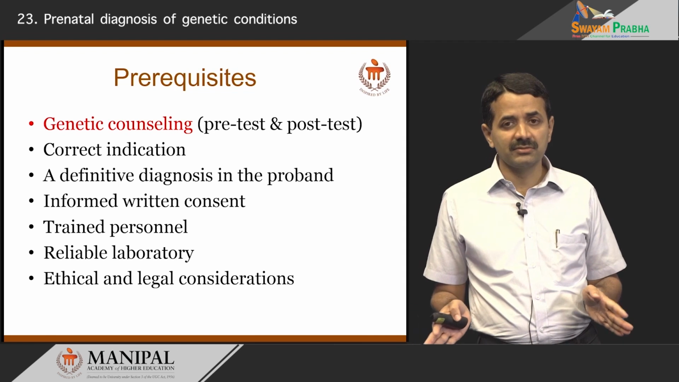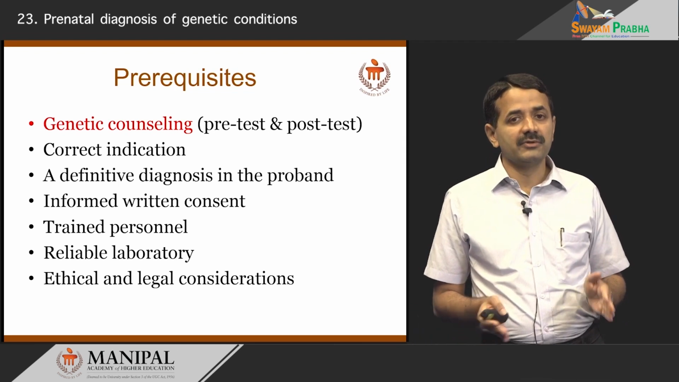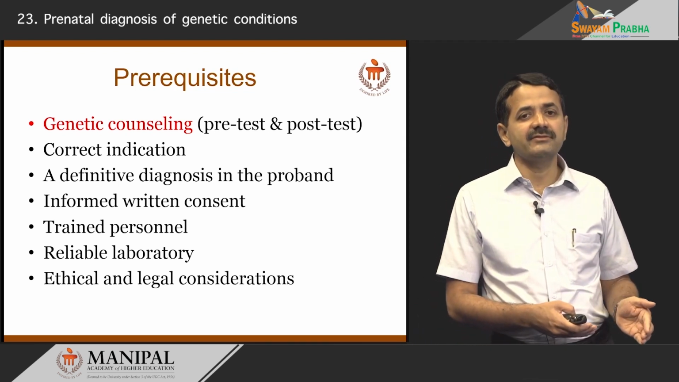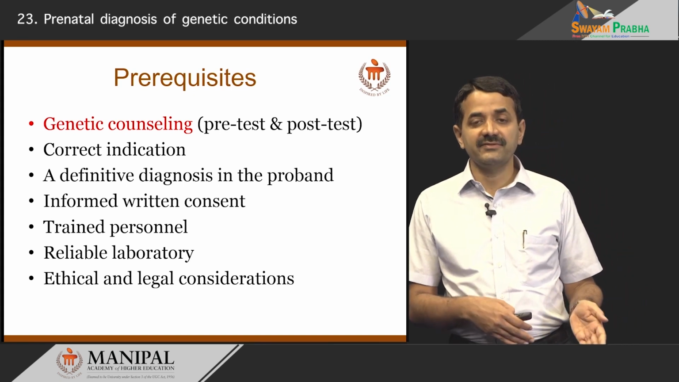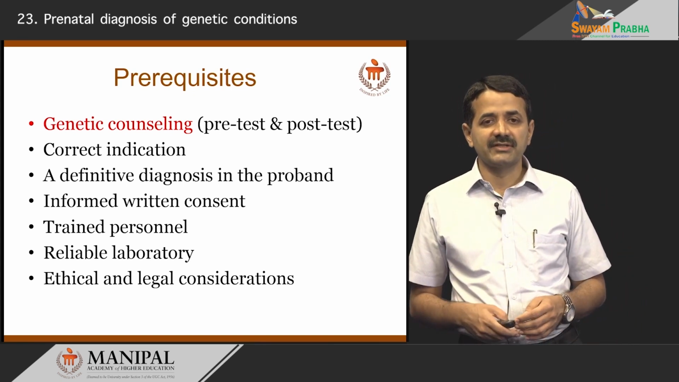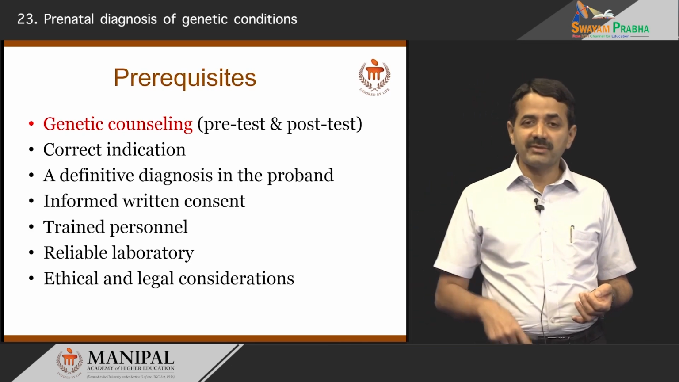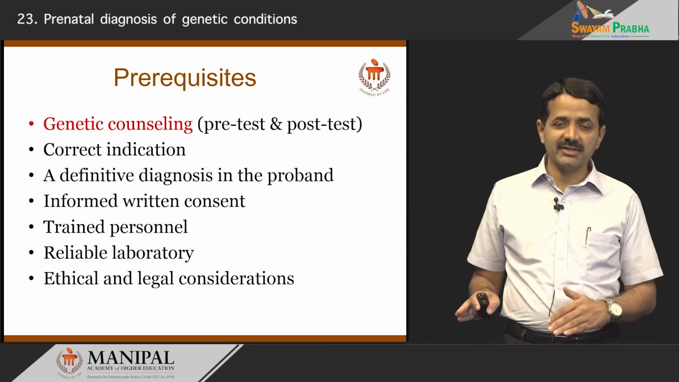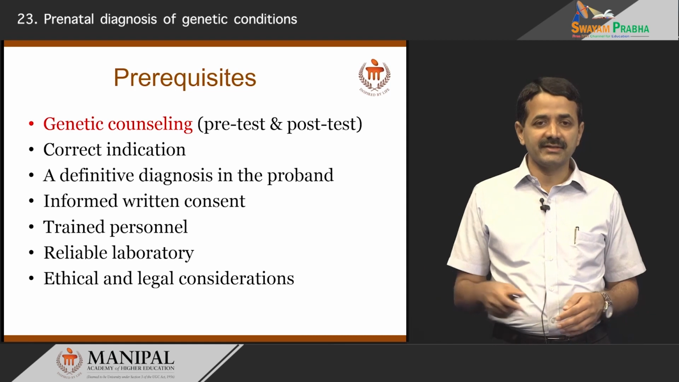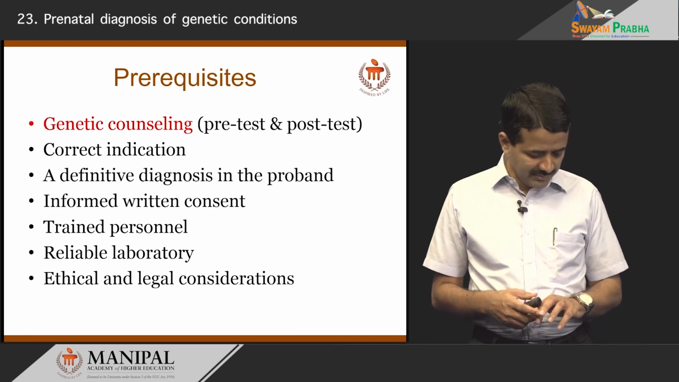which is not doubtful, because if we do not have a perfect diagnosis in the proband, or the first affected person, we may not be able to test. We need informed consent, where we explain the procedure to the patient and the family, and then we take written consent, and train laboratory personnel.